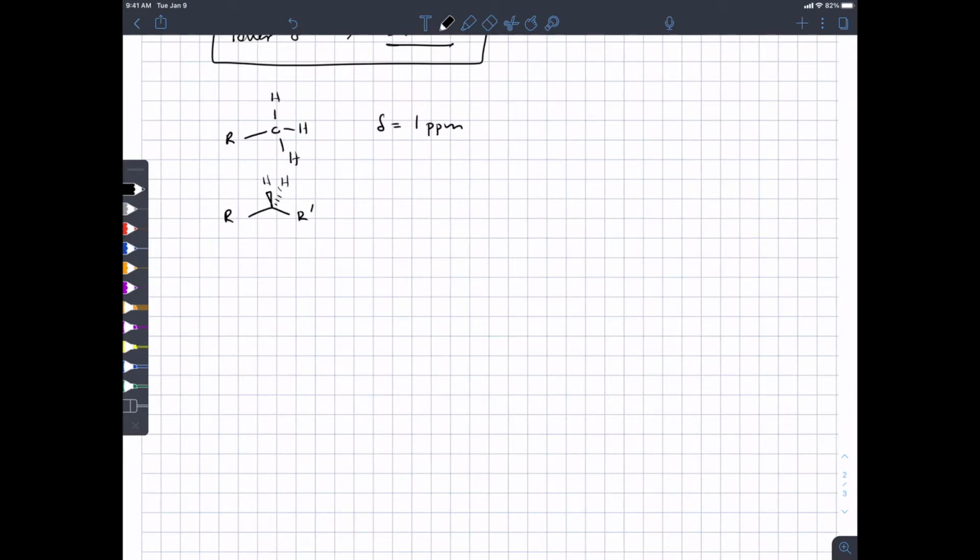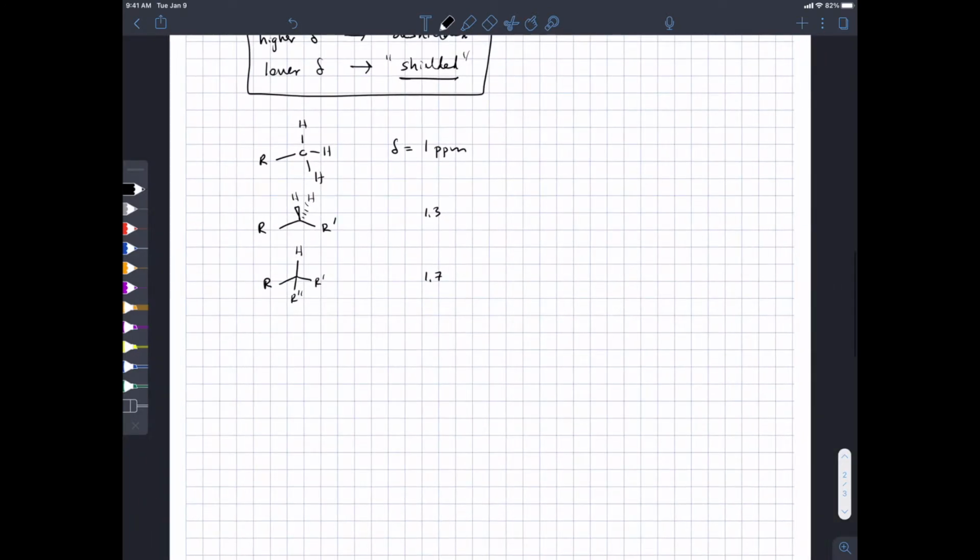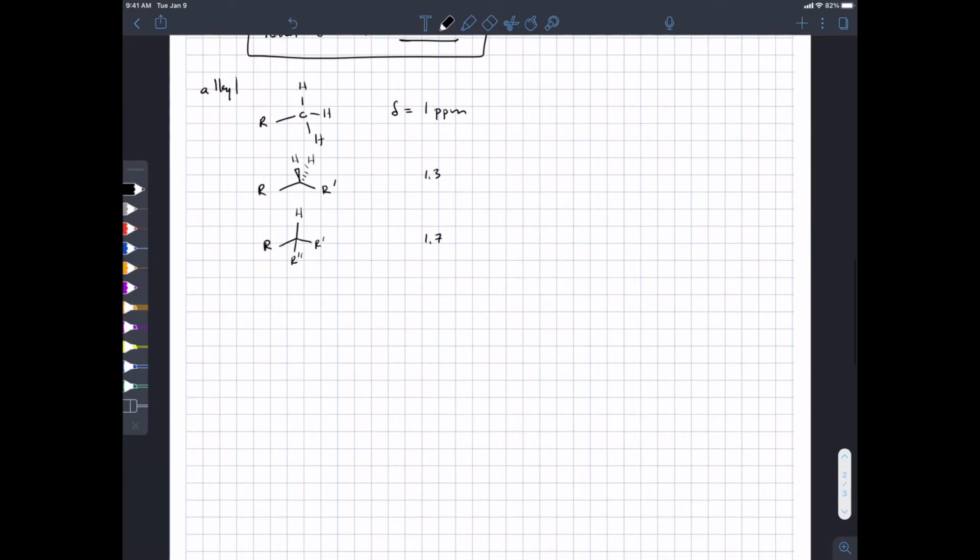You're always going to have access to a table of these values. On a secondary carbon, it tends to be about 1.3, and if you replace one of those H's with another alkyl group, it gets around 1.7 ppm. So those are for alkyl protons. And we'll start at the low end of the spectrum, and we'll move to higher values of chemical shift. Next come protons that are alpha to a pi bond of some kind.